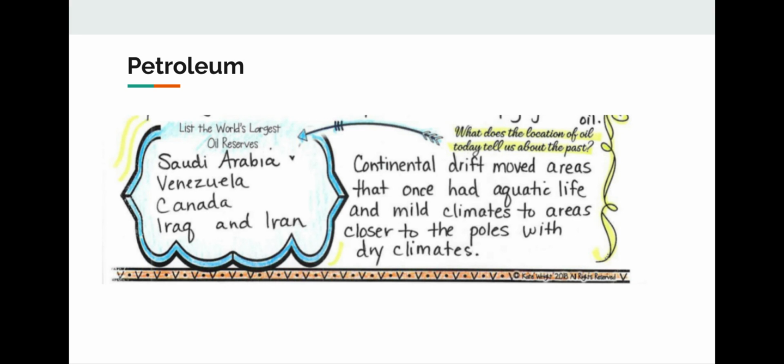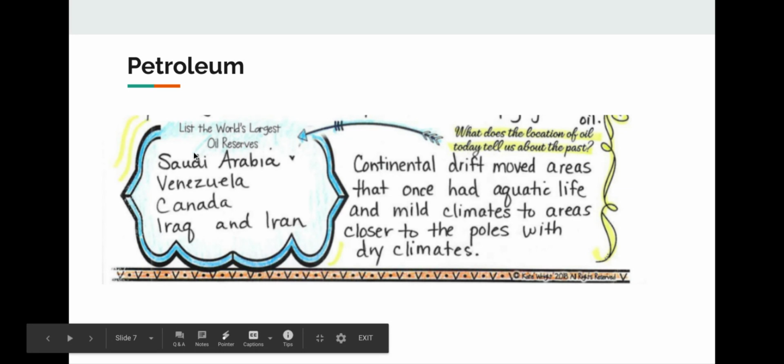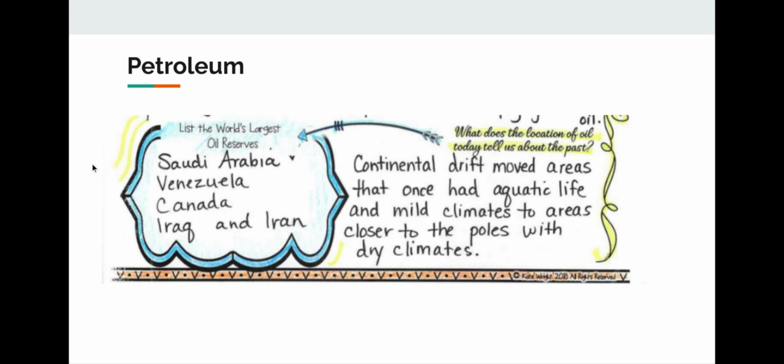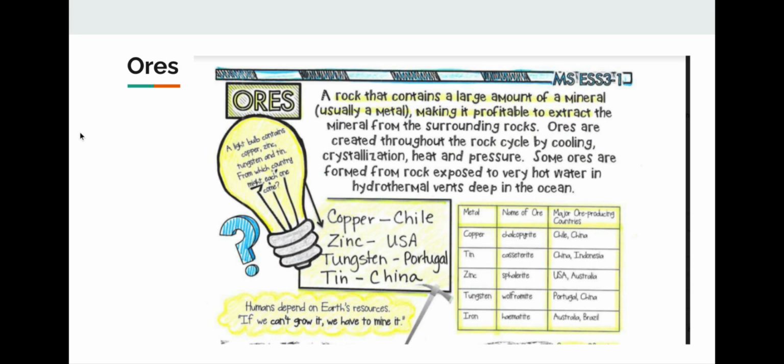What we're using our theory of continental drift to prove is that once these areas had much more water, and therefore now that they have less water, we're able to access those oil deposits much easier. So that is it for our fossil fuels, but there's other non-renewable resources that we need to think of.